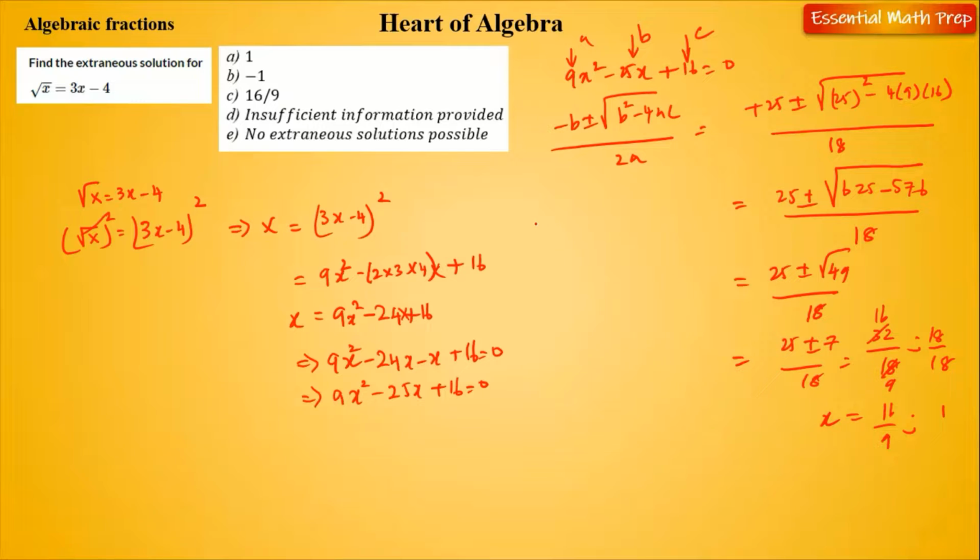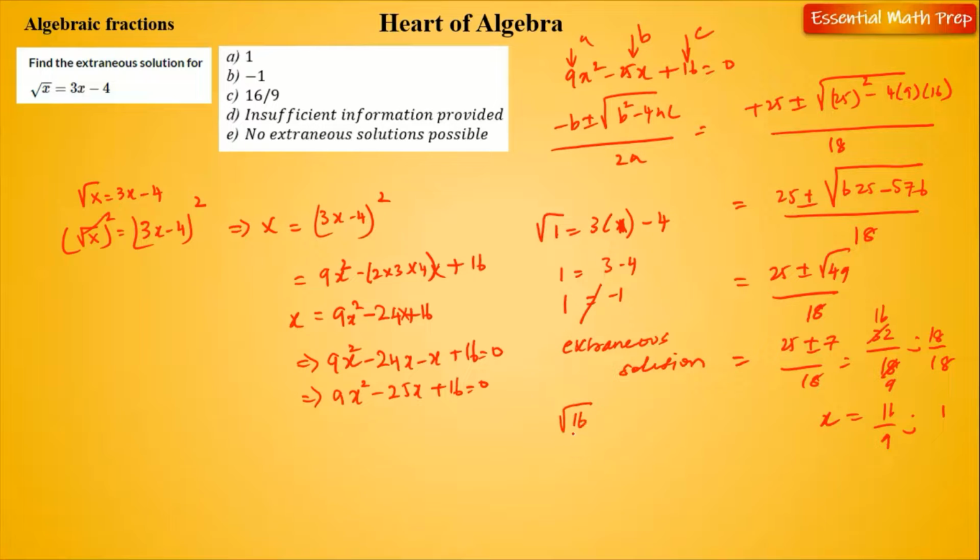So root of 1 equals 3 times 1 minus 4, right? Root of 1 is 1. 3 times 1 is 3, minus 4 is equal to -1. 1 is not equal to -1. So right away, we know this is an extraneous solution, right? If you're in doubt, you can go ahead and do the other one to see if it is an extraneous solution or not.